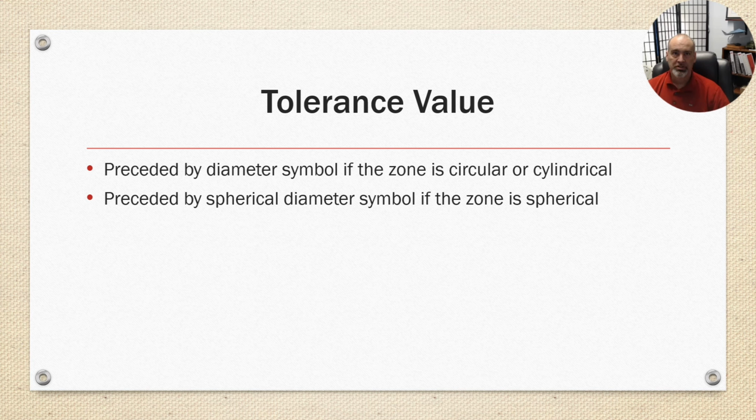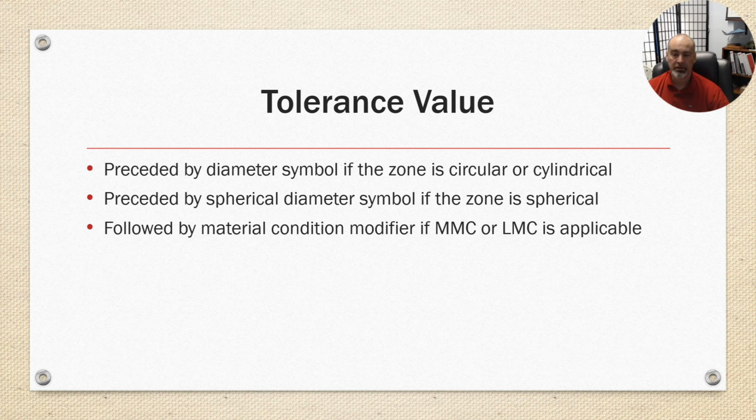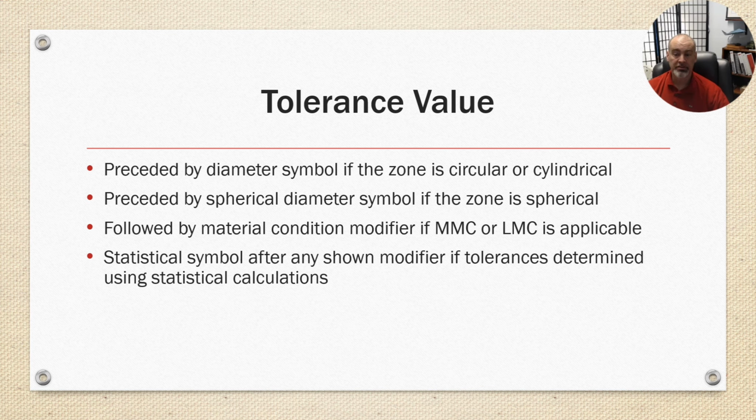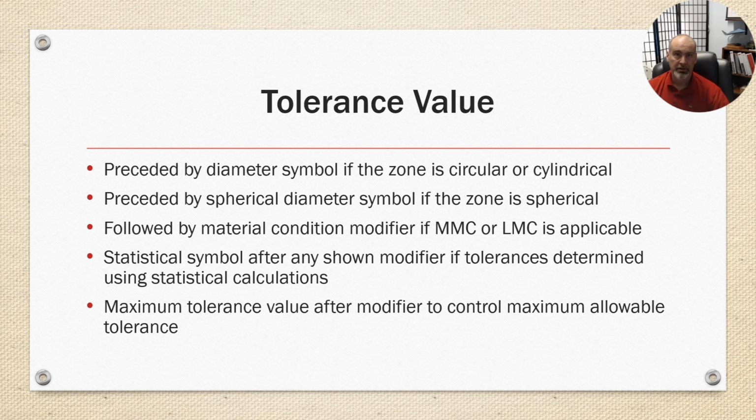It's preceded by a spherical diameter symbol if the zone is spherical, and followed by a material condition modifier if MMC or LMC is applicable, and a statistical symbol after any shown modifier if the tolerance is determined using statistical calculations, and a maximum tolerance value after the modifier to control the maximum allowable tolerance.